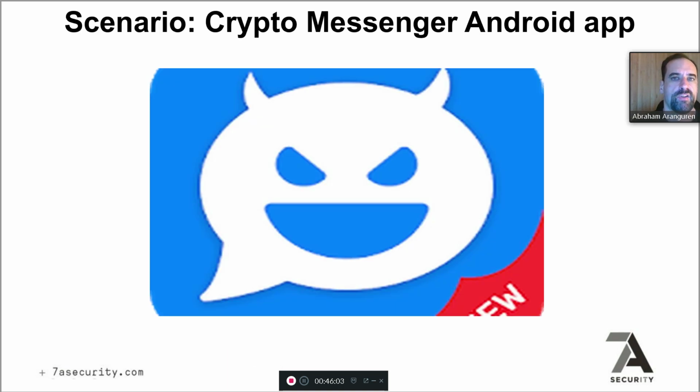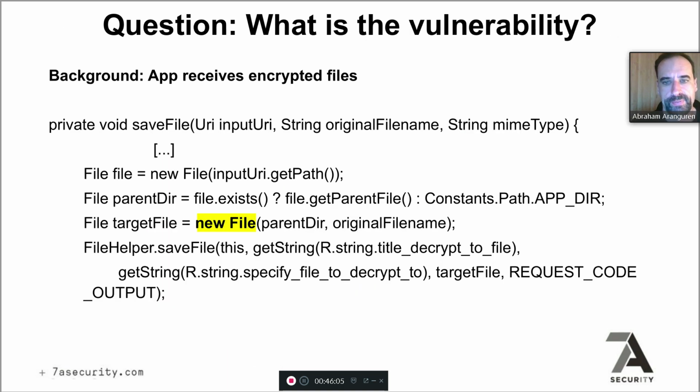Now, some crypto attacks. This was a crypto messenger Android app. It's a very interesting attack because the application receives encrypted files. The vulnerability is here. So target file equals new file. And then the problem is with the original file name, right? So new file, original file name. So what can go wrong with that?